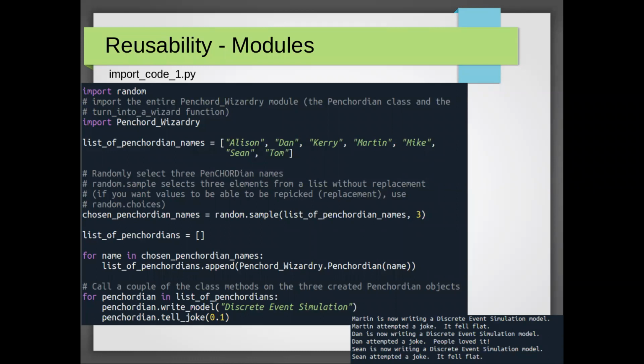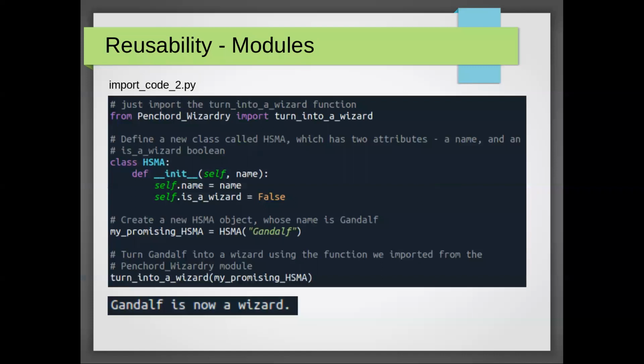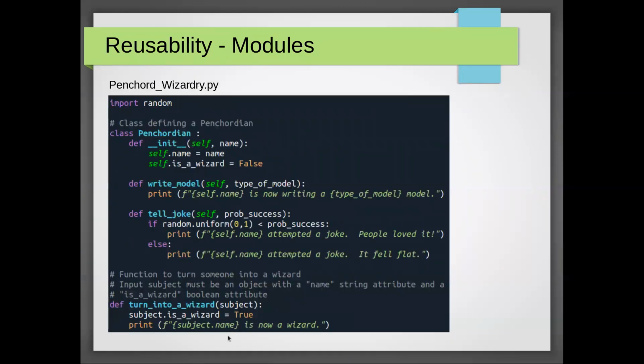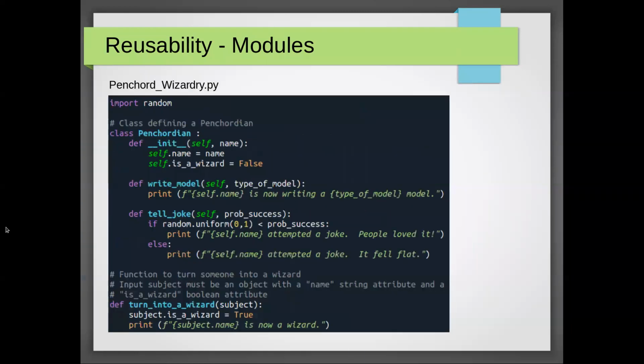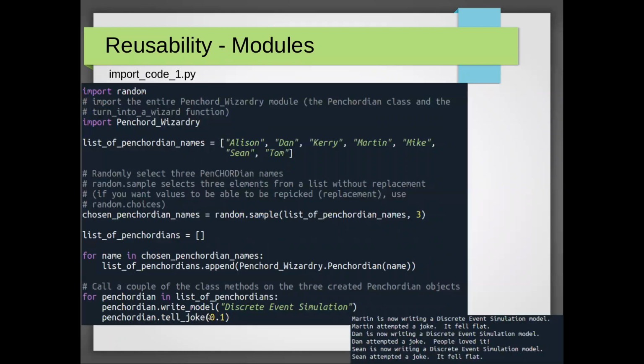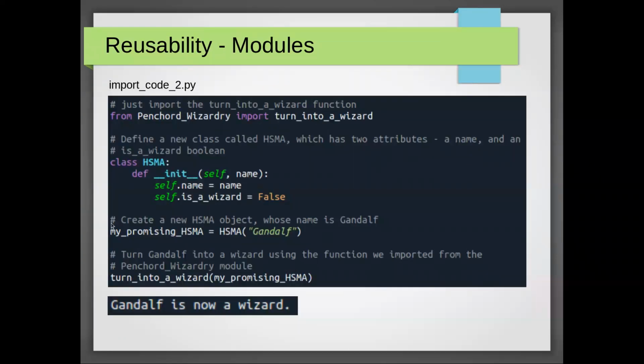So if we only need something specific or a couple of things, we can just import those things rather than import the entire module. So here, let's just say the only thing I need from my pen called wizardry module is this function. I'm not interested in this class definition. I just need to use this function over here. And so I can do that. I can say from pen called wizardry import turn into a wizard, which was the name of this standalone function I had down here. So I can just import that. It's not imported the entire file. It's just imported that function definition.